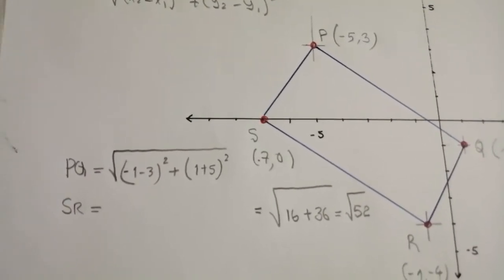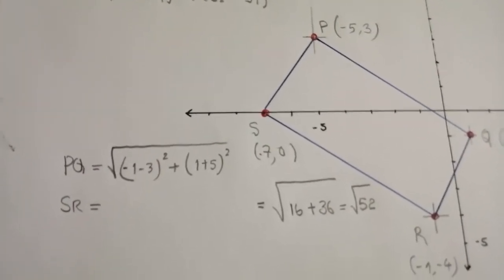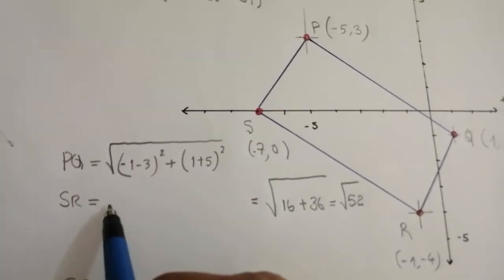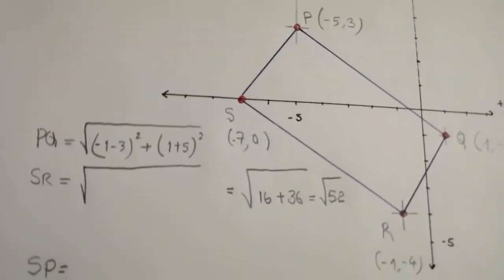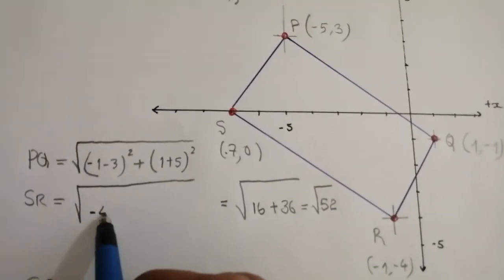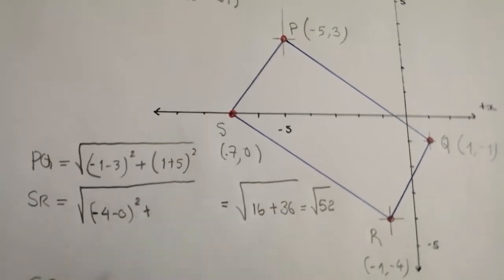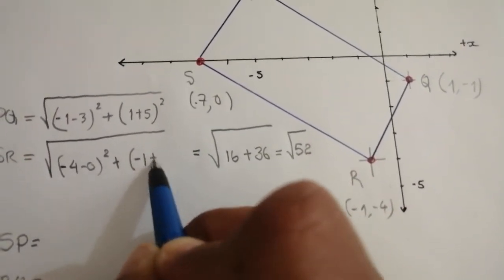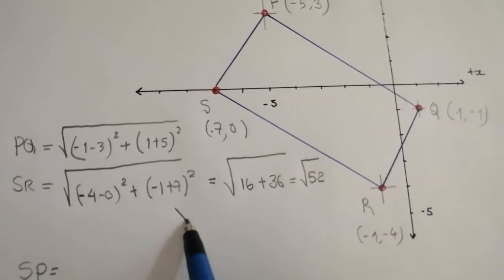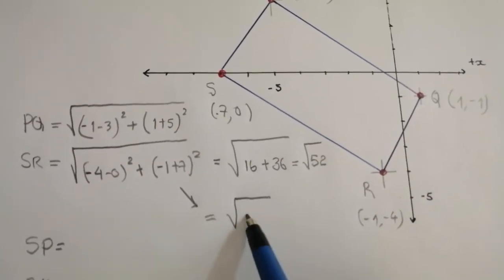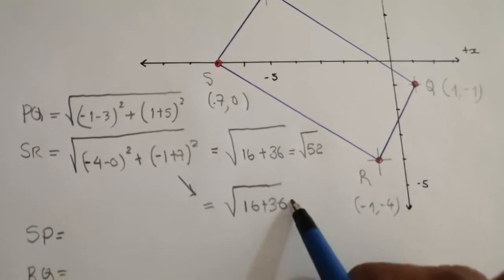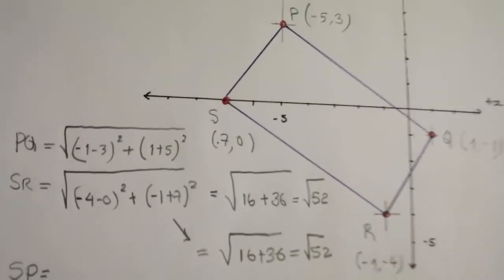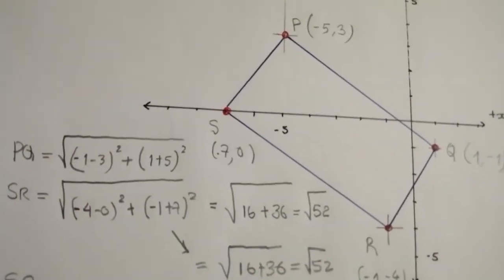I'll do the same with SR, where S is (-7, 0) and R is (-1, -4). Using the same distance formula, this will be (-4 minus 0) squared, so negative 4 squared, plus (-1 minus -7) squared, so negative 1 plus 7 squared. This is also the square root of 16 plus 36, and at the end it gives the same square root of 52. So we have that PQ and SR are congruent.